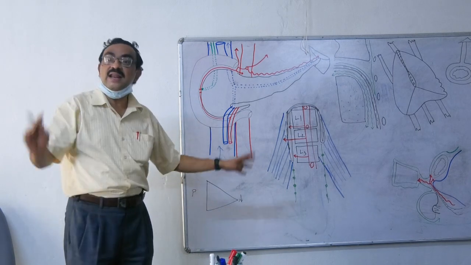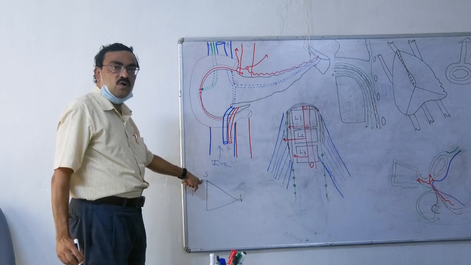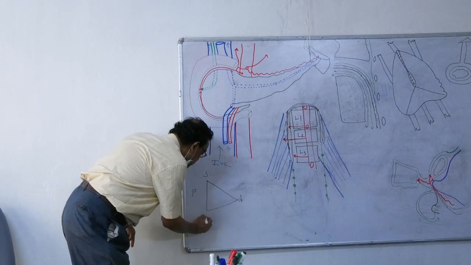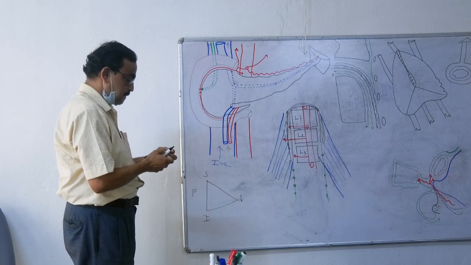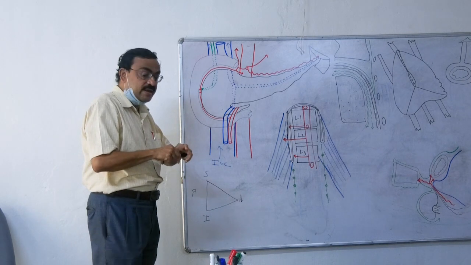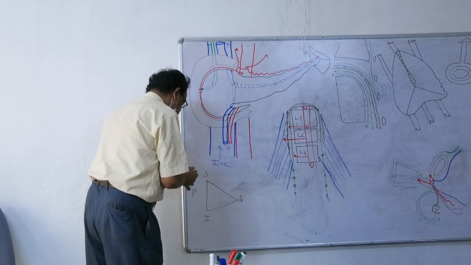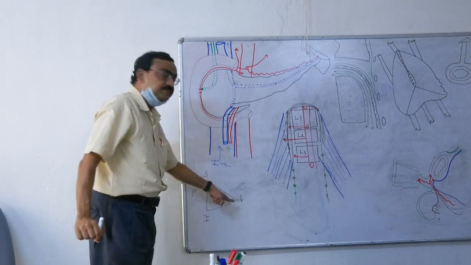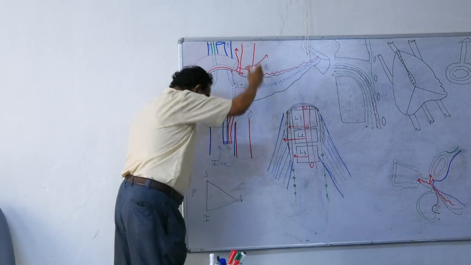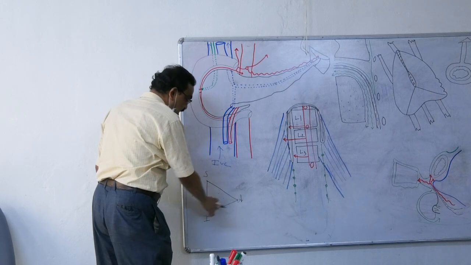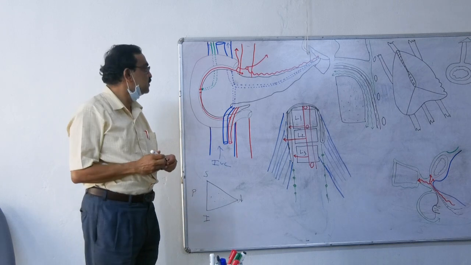So we can find there are three borders. One is the superior border or upper border. One is the inferior border or lower border. One is the anterior border. Okay. So if we cut the body here, you can find this is the shape. Anterior border, superior border, inferior border.